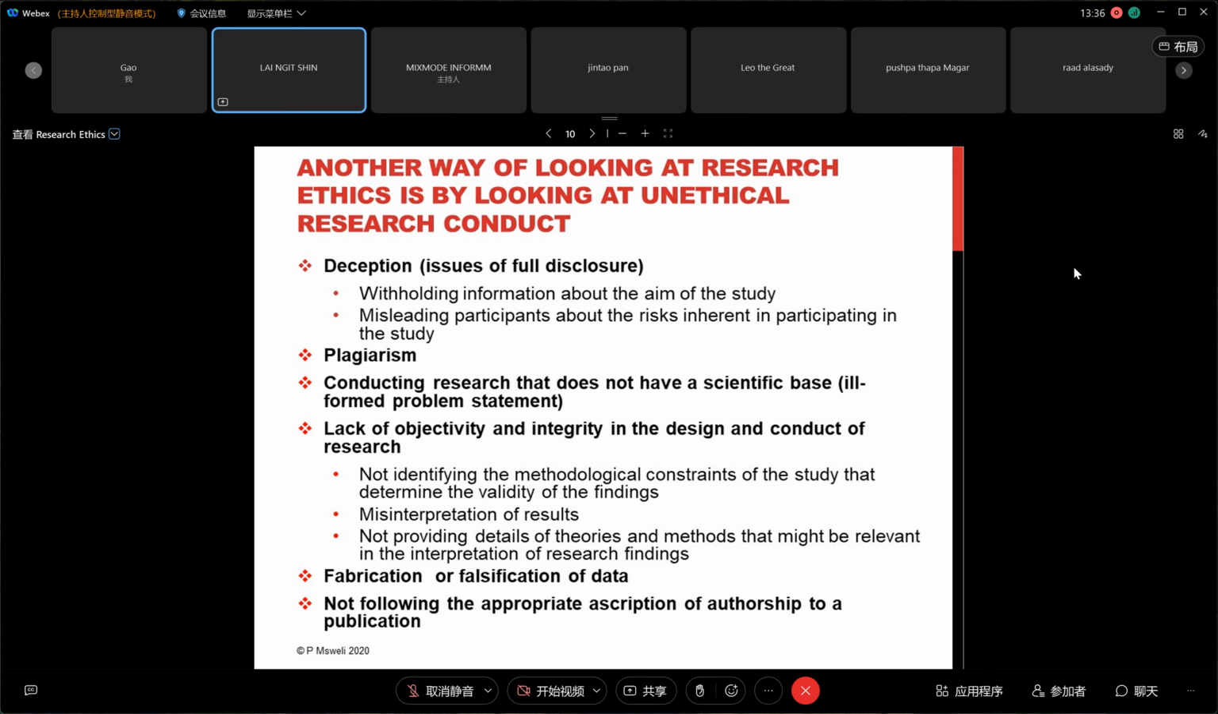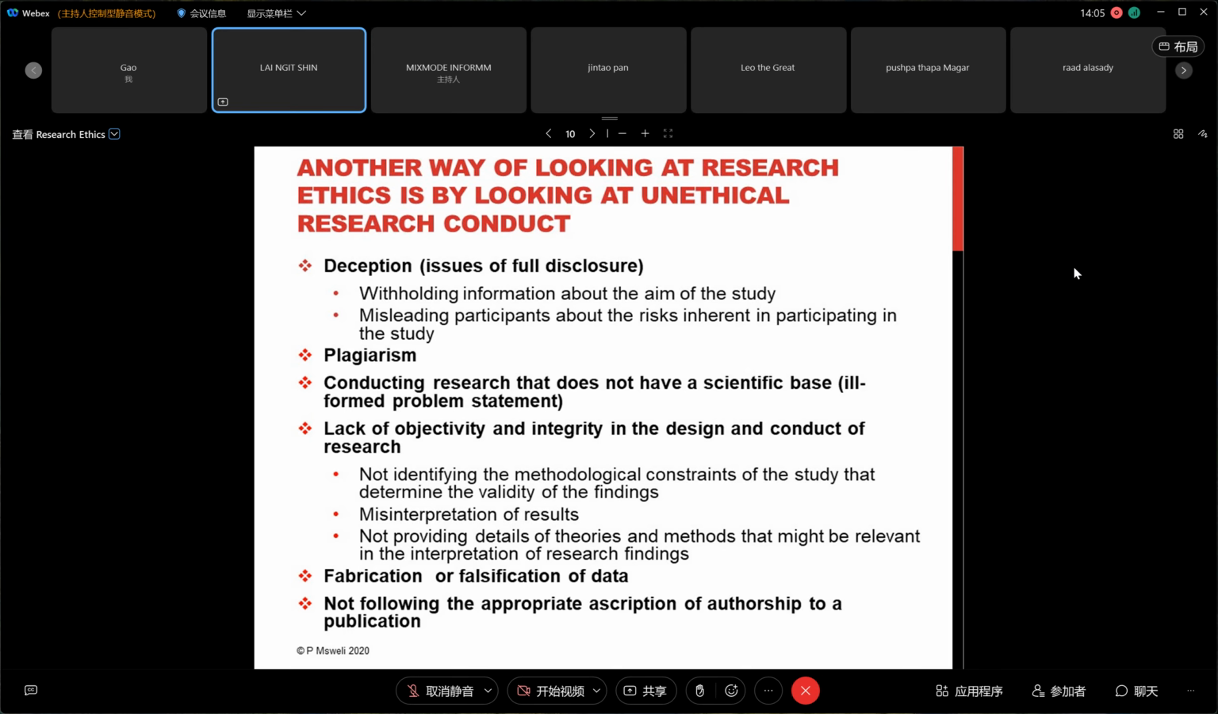Okay, conducting research that does not have a scientific base or an informed problem statement. Okay, sometimes this is not the correct way to do research. Okay, lack of objectivity and integrity in the design or conduct of research, not identifying the methodology constraints of the research that determine the validity of the findings, misinterpretation of the result. Okay, sometimes you misinform about the result, maybe different types of results also. Okay, not providing detailed theory and method that might be relevant in the interpretation of the result findings.